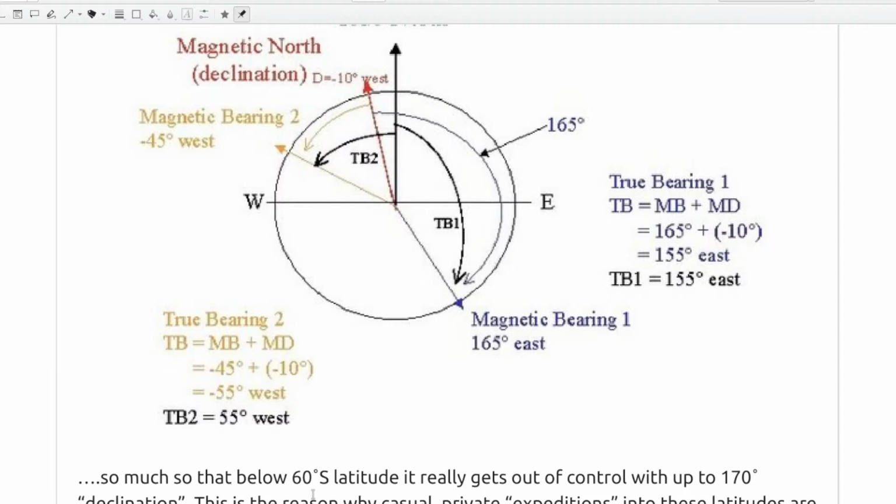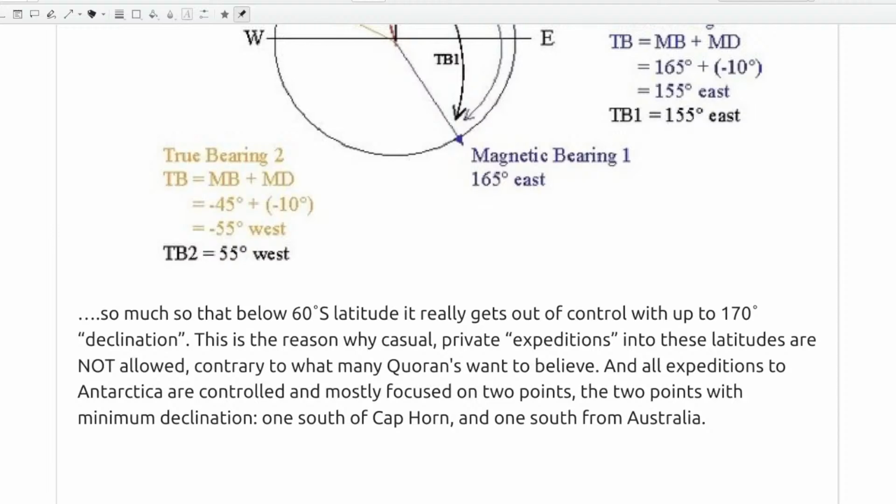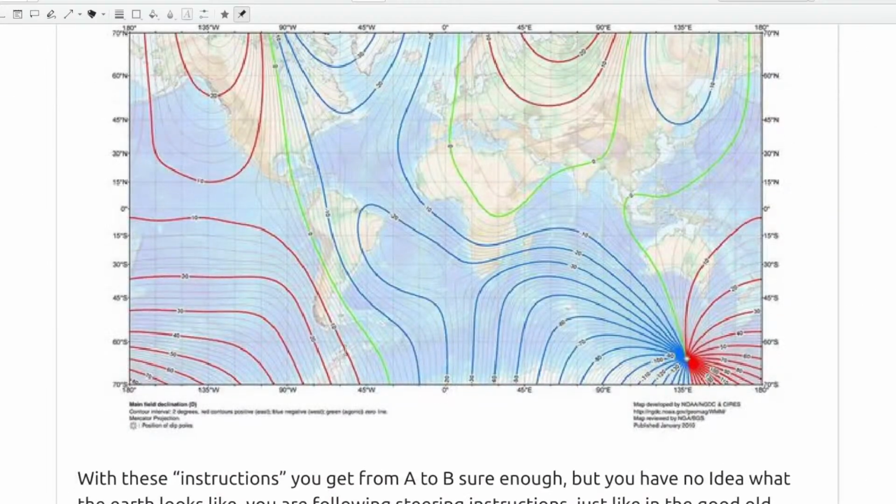So much so that below 60 degrees south latitude, it really gets out of control with up to 170 degrees declination. This is the reason why casual private expeditions into these latitudes are not allowed, contrary to what many Quorans want to believe. And all expeditions to Antarctica are controlled and mostly focused on two points. The two points with minimum declination, one south of Cape Horn and one south of Australia. Here and right around here.